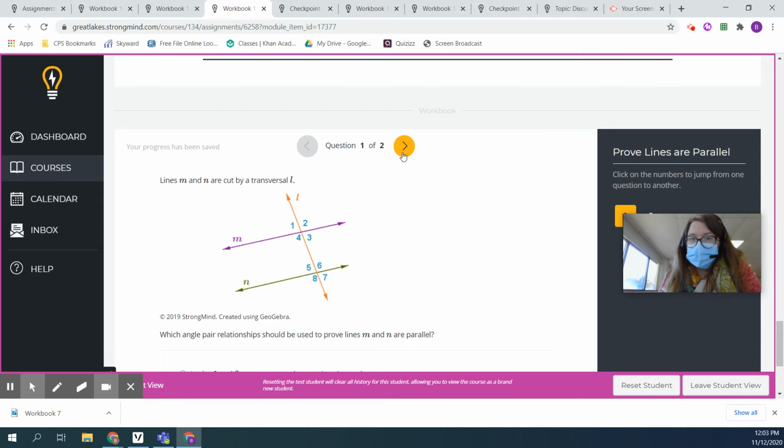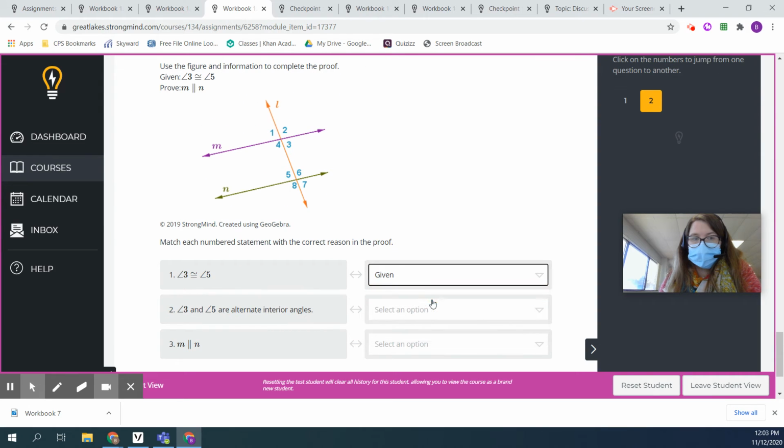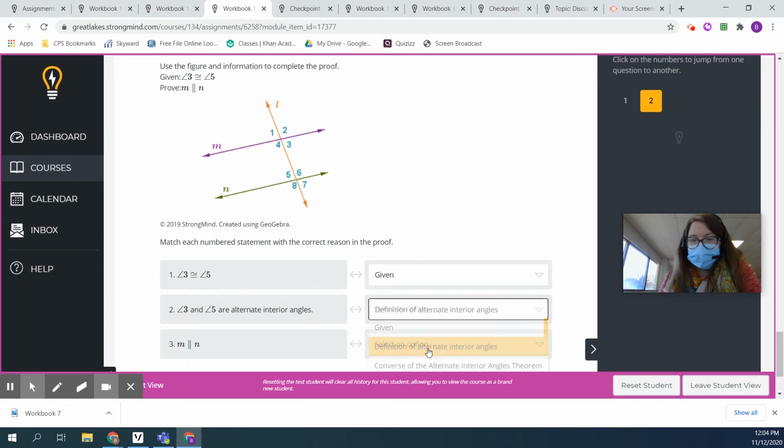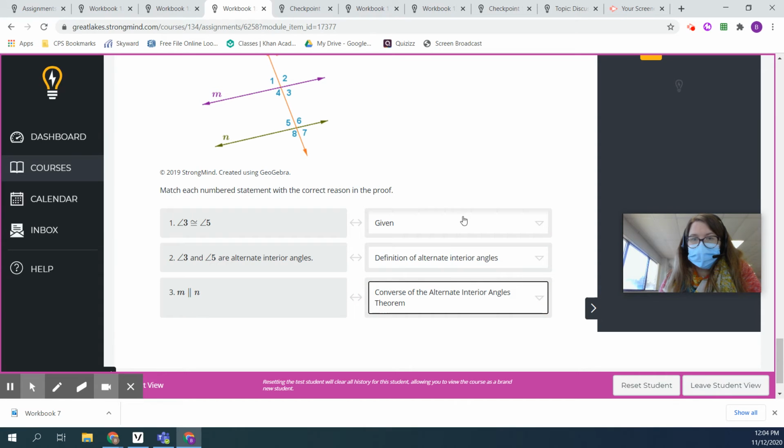So, okay. And then proof, always given. 3 and 5 are alternate interior angles. That would be just the definition of alternate interior angles. And then it's the converse of that. That means that they are parallel.